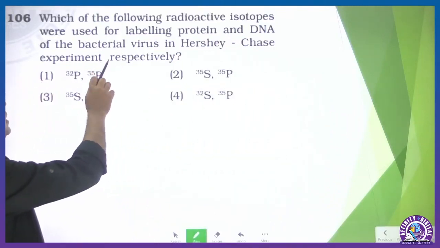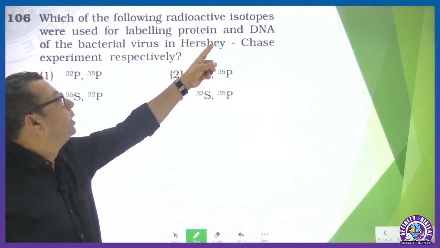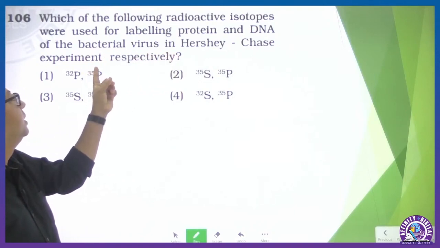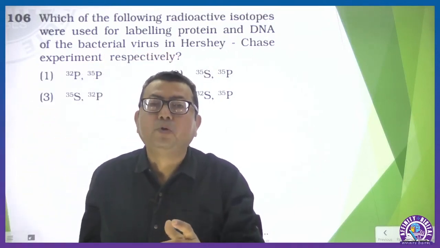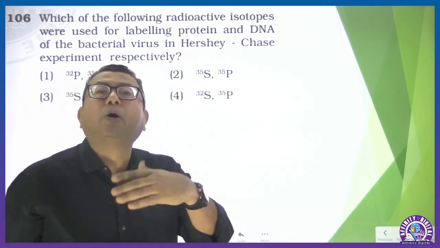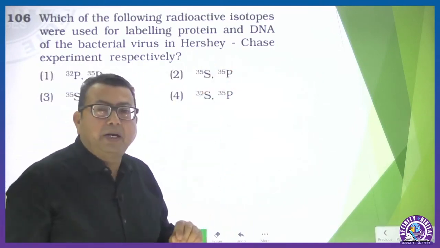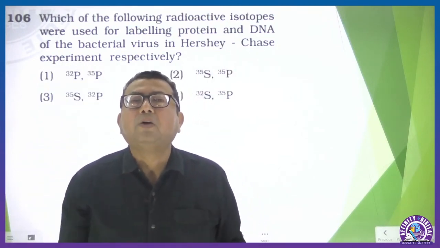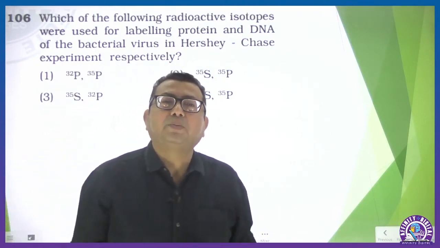Which of the following radioactive isotopes were used for labeling of protein and DNA of bacterial virus in Hershey and Chase's experiment? See, their experiment unequivocally proved that DNA is the genetic material. Unequivocally, that means agreed by all. And in their experiment, a bacterial virus was selected by them, that is T2 bacteriophage. And a bacteria was also selected for their experiment called E. coli bacteria.